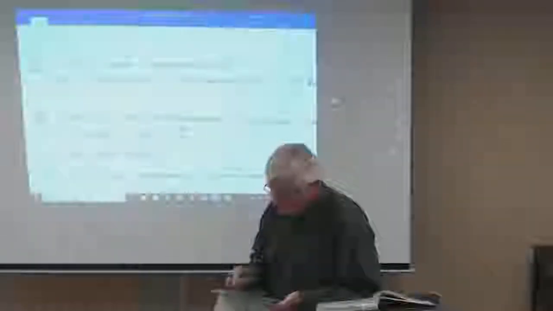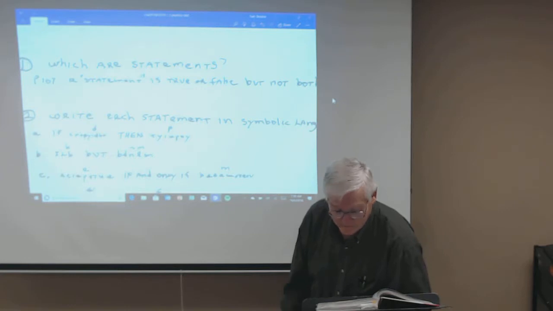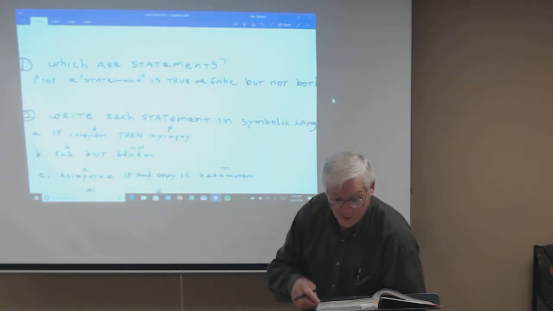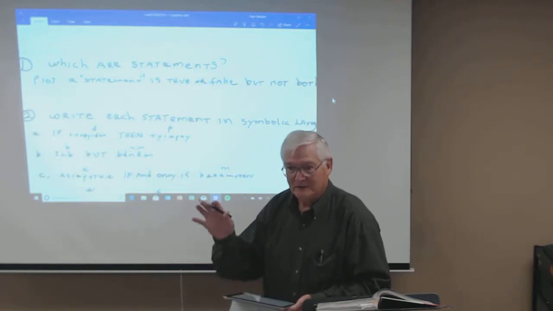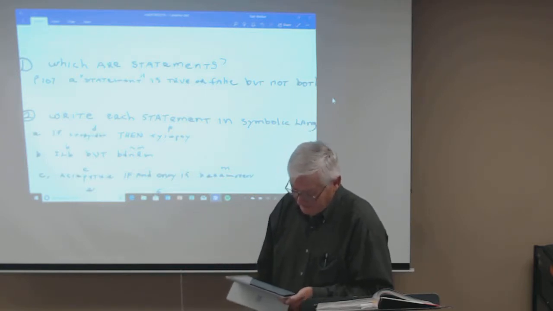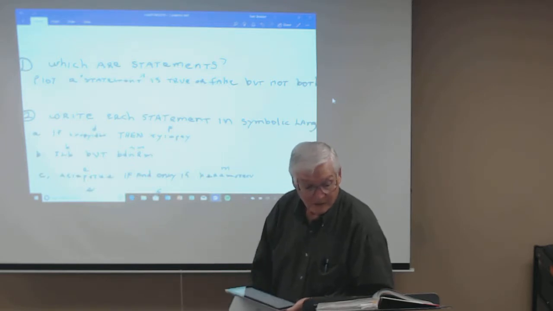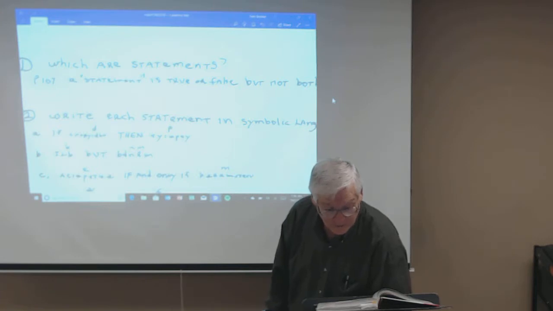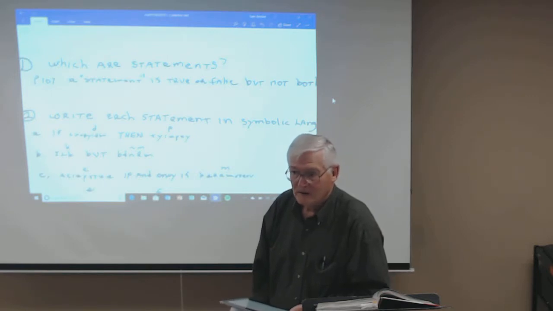Question 1. Which are statements? We're on page 175. Which are statements? And we're not talking about English statements here, we're talking about mathematical statements. And page 107 says, a statement is true or false, but not both. So, have you circled which ones are statements? Is A a statement, green apples taste good? Yes or no?